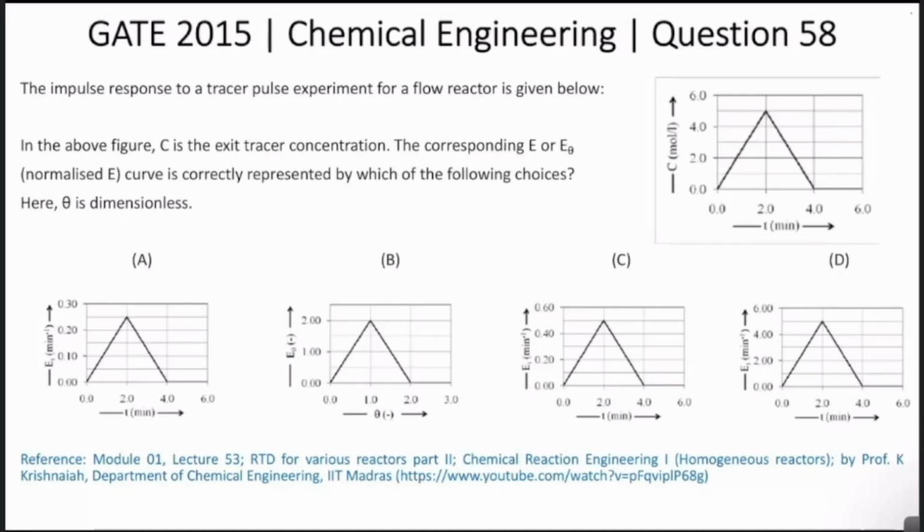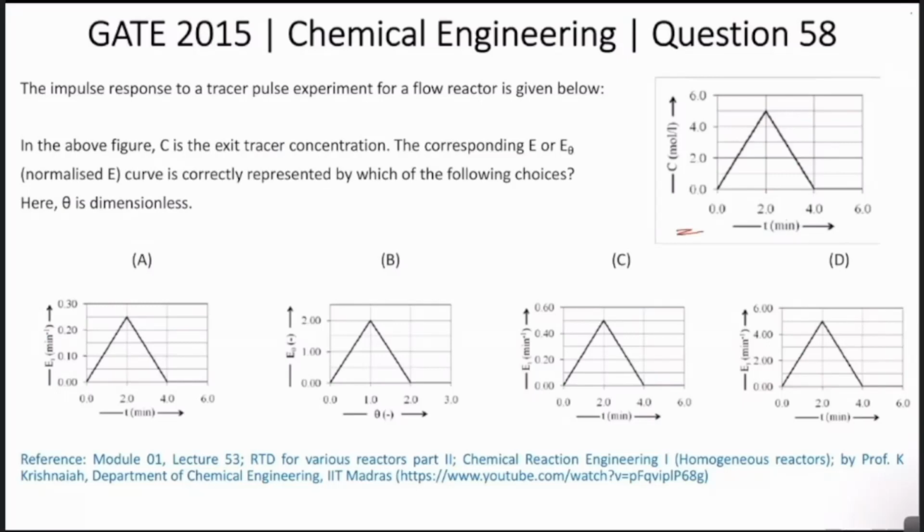So here in this question they have given us an RTD for a particular situation. So this is our RTD given, and we can see that the RTD curve is basically an isosceles triangle, and we are asked to find which of the following options here represents the correct RTD choice. So the curve that is given for us is basically the C versus t curve, or concentration versus time curve, and we need to find the most matching RTD curve or E versus t curve.